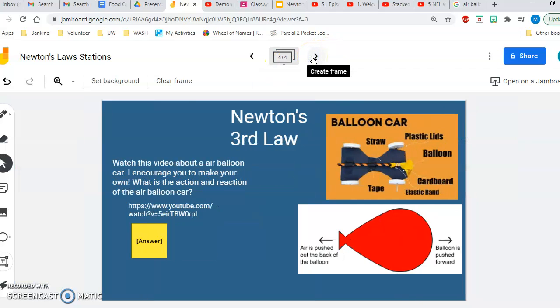And then our last one that we're going to be working on is Newton's third law. So I want you guys to watch this video which explains how to build your own air balloon car. I know this takes a little bit more materials, but if you have a balloon, a straw, and there's a bunch of different ways to do the caps on our car, our wheels, I should say. If you have anything that you can make work, I'd really encourage you. I think this is a really fun way to learn about Newton's third law. And then our question here for this one is, what is the action and reaction of the air balloon car? So that'll be your answer right here.